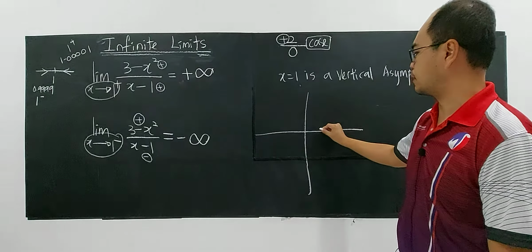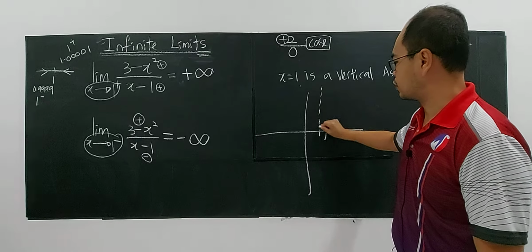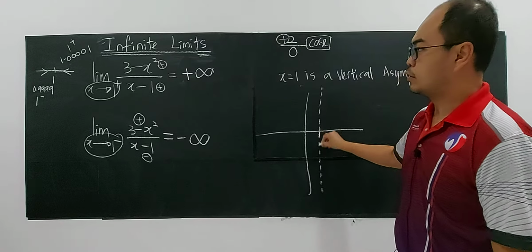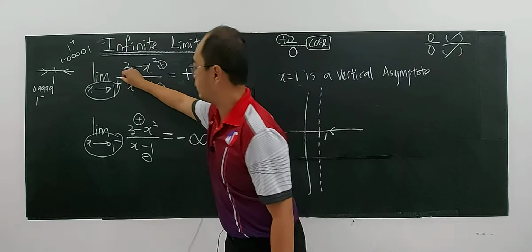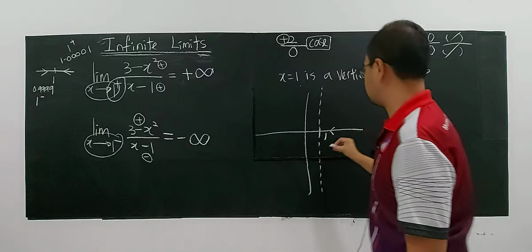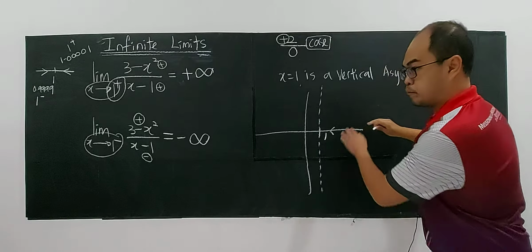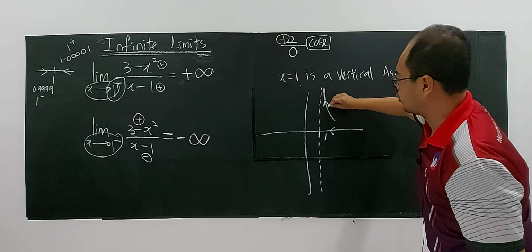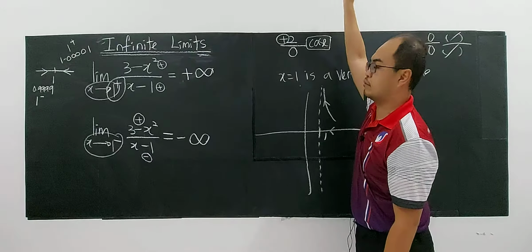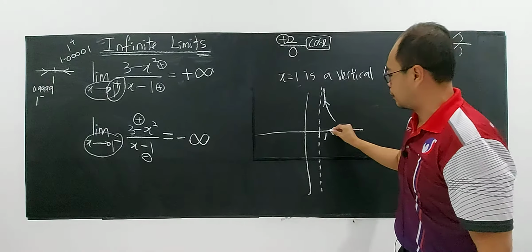Okay, you haven't sketched, but you know there is an asymptote here. So you know that at 1 there is an asymptote, and from the right the limit is positive infinity. That means that from the right the graph will be going up. You know that it will go to infinity, very high, right? So as x approaches 1 plus.